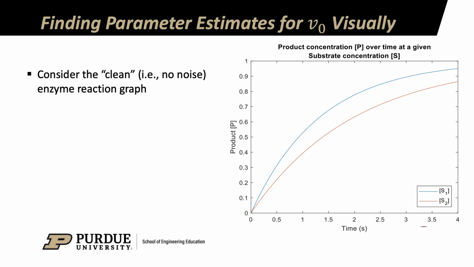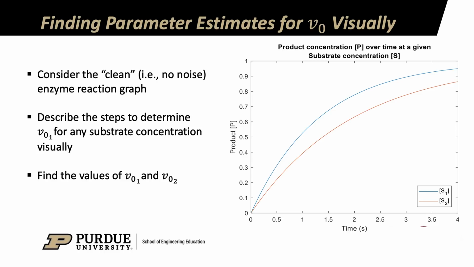The initial velocity, V0 sub i, of the reaction for each substrate concentration is determined by the slope of the curve at the beginning of the reaction. The value of V0 needs to be estimated for each of the substrate concentrations available, and the process would have to be repeated for each enzyme under analysis. So what are the values of V0 sub 1 and V0 sub 2?